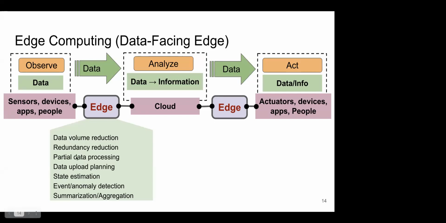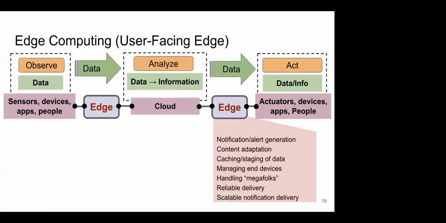Redundancy reduction is another popular technique that people use. When data is produced at large scale, there is a lot of redundancy in it, in time and in space. Partial processing of data is another task. Instead of doing all computation in the cloud, some meaningful computation can happen at the edge also. There are other tasks too: data upload planning, state estimation, anomaly detection, summarization, aggregation. These are different tasks the edge can perform when data is going from the generation point to the cloud.